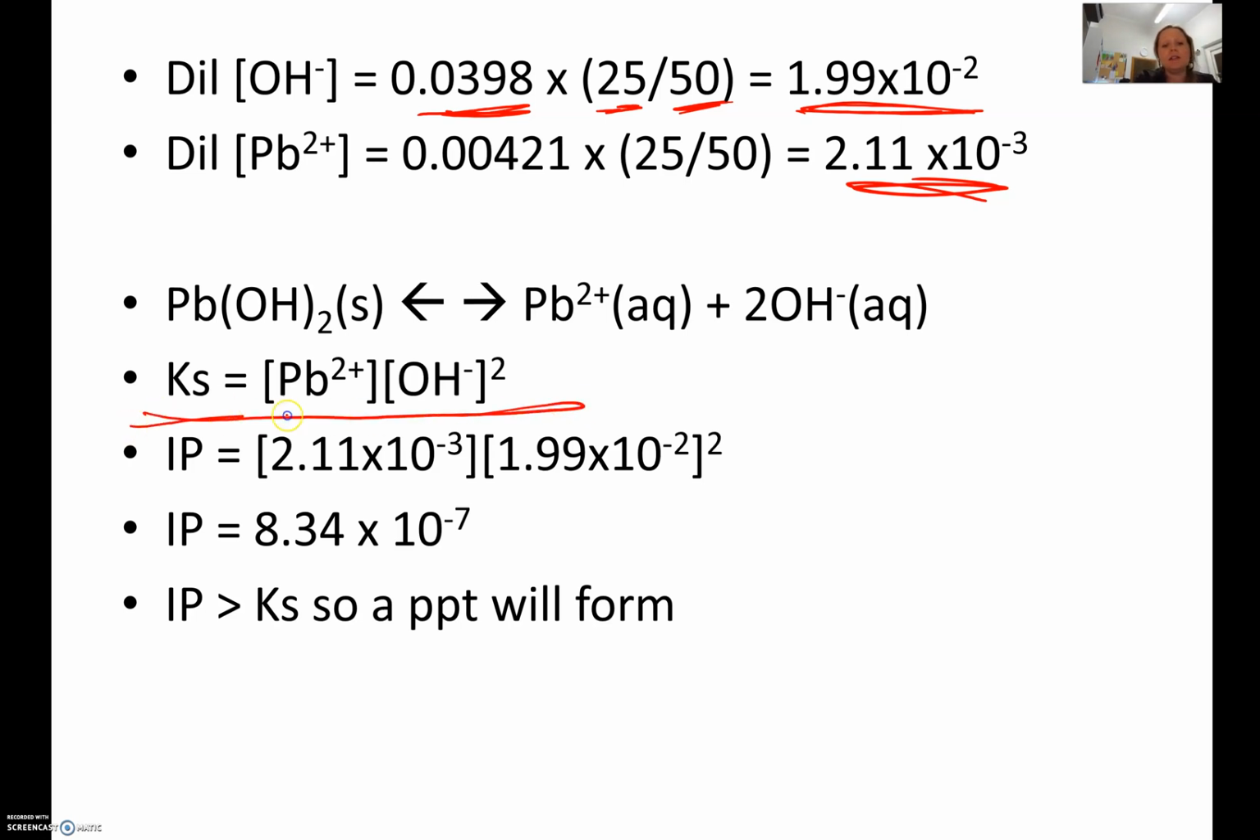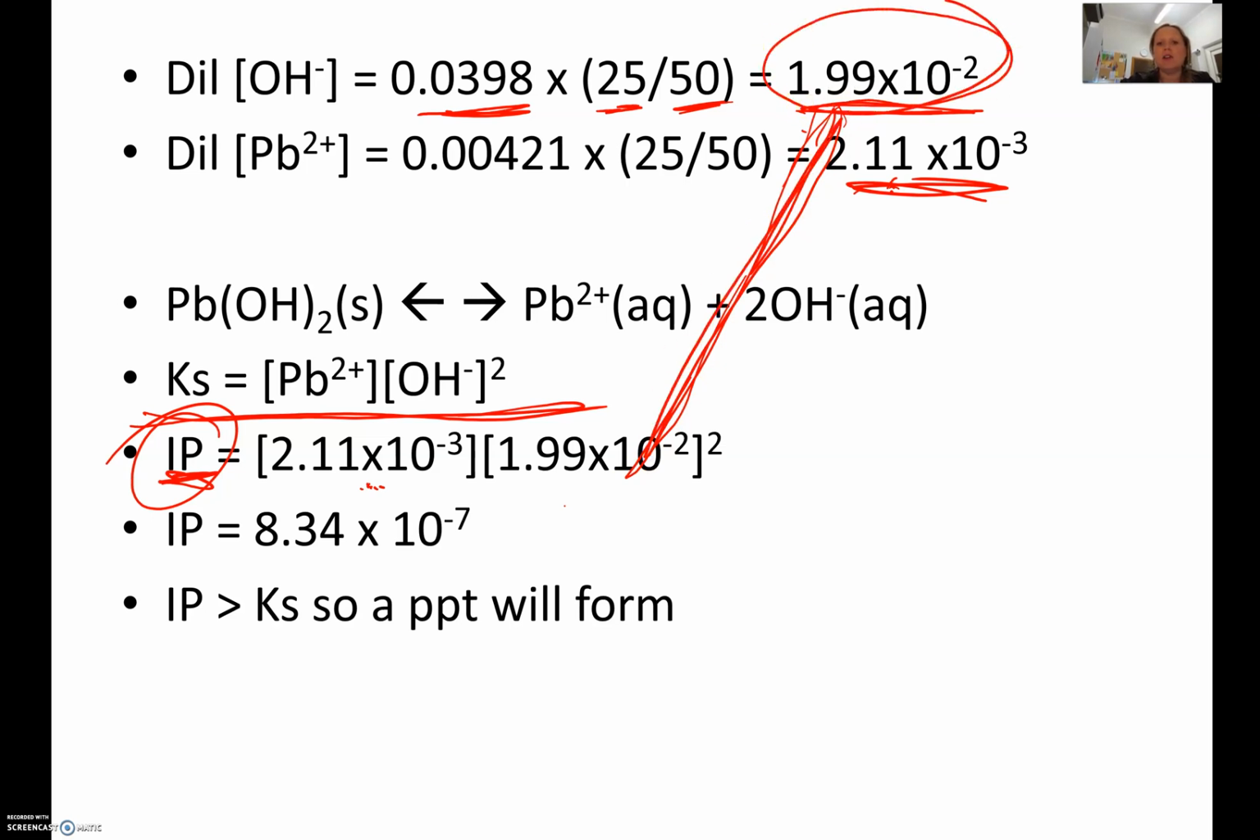So if that's our KS expression, IP is exactly the same. We call it IP though because it's not at equilibrium. So that's why we have to change what we call it. So IP, so then we just plug in these values. So Pb2+ here, goes here. And then we need 2 times, oh sorry, there's the hydroxide, so we just put this hydroxide here, and you don't do the 2 times, just because that is actually the concentration of hydroxide you've got, so you don't have to account for the fact that there's going to be more of it. That's actually the concentration, but you do need to square it.